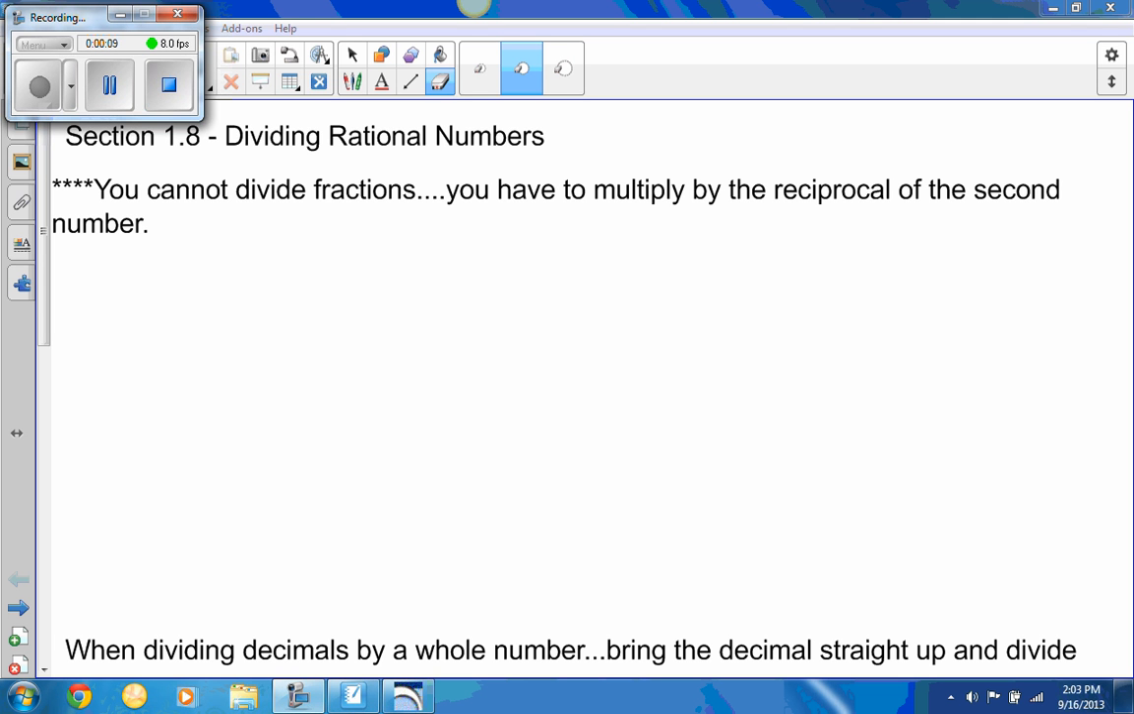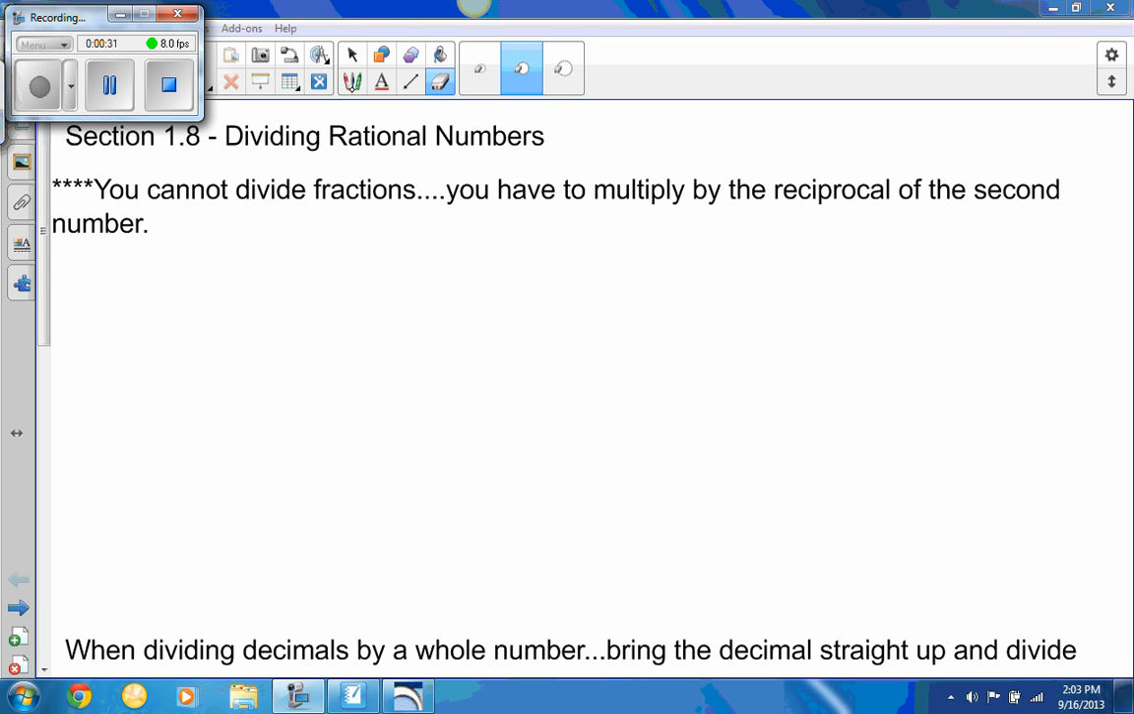1.8, Dividing Rational Numbers. So, one thing to remember about rational numbers, decimals, you cannot divide, so we're doing decimals and fractions. On fractions, you cannot divide fractions. You have to multiply by the reciprocal of the second number.